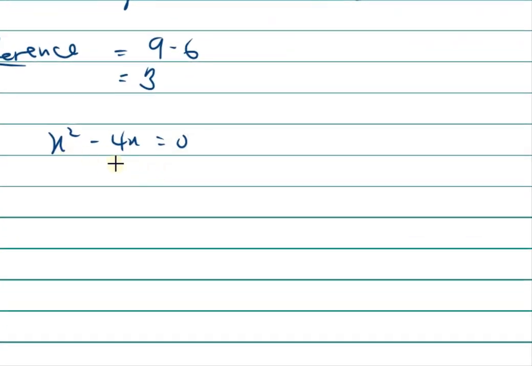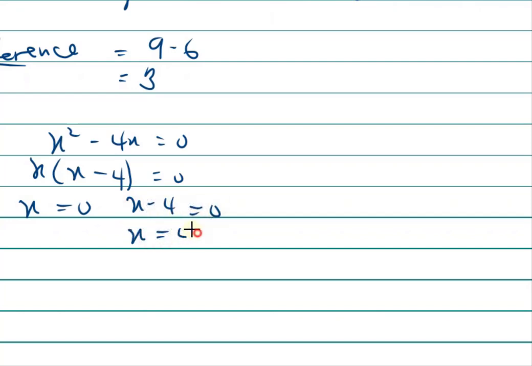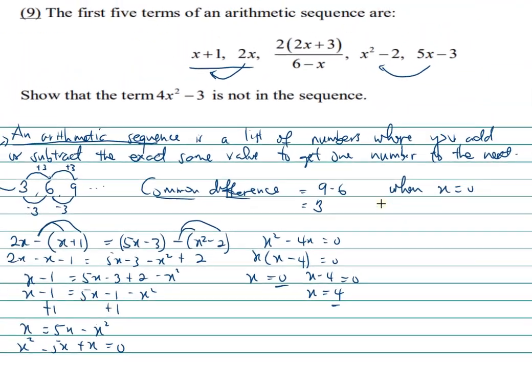What can I do? Realize that x is common, so I can factor x out. If x is out, I have x minus 4 left inside, equal to 0. So we have 2 terms giving us 0, so it's either x is equal to 0 or x minus 4 is equal to 0. So I have x being equal to positive 4. So it's either x is 0 or x is 4. But which of these will satisfy this given sequence? So if x is 0, let's try 0. When x is 0, the first term will be 0 plus 1.